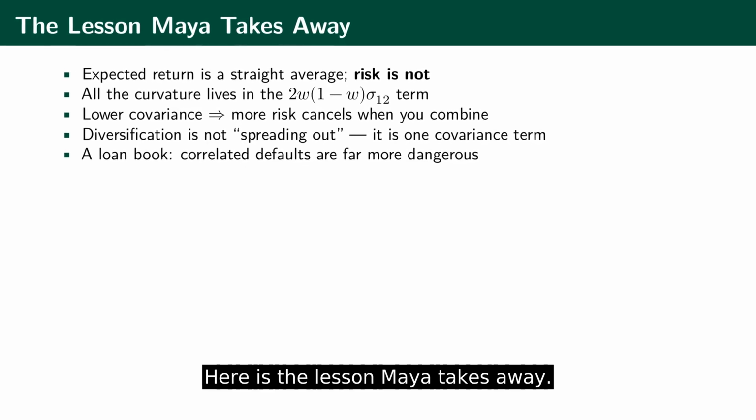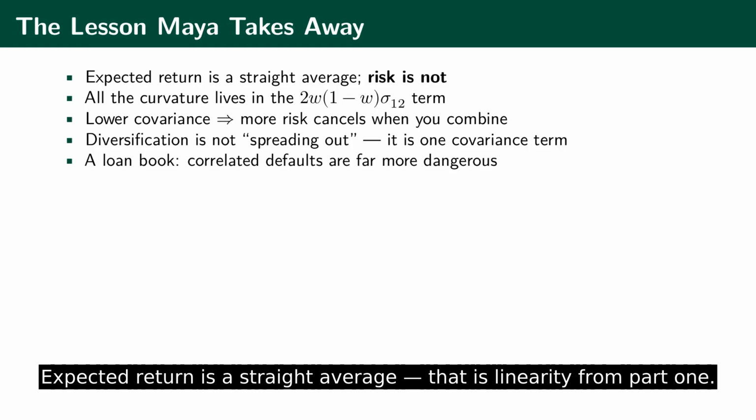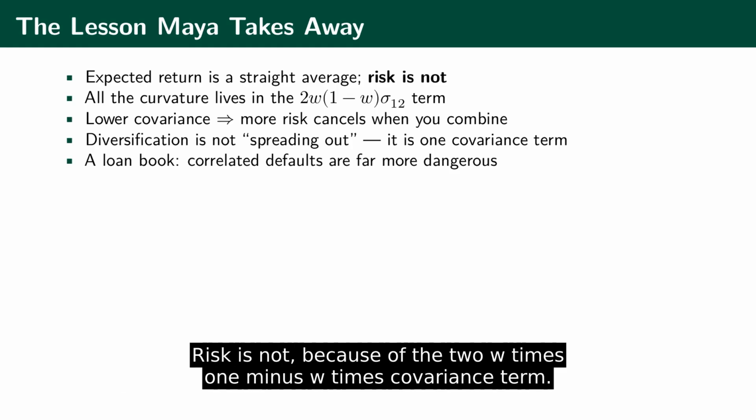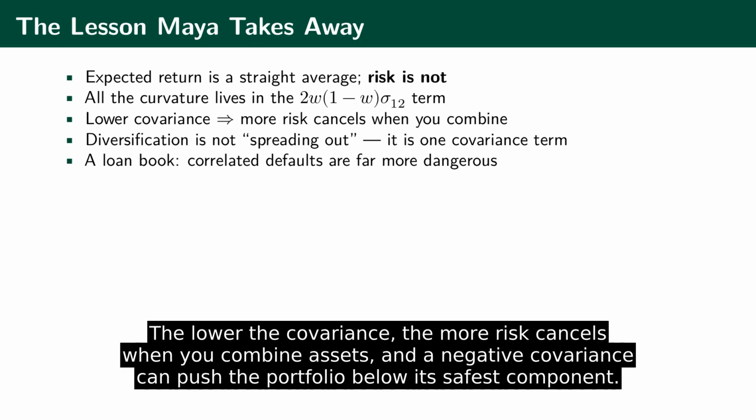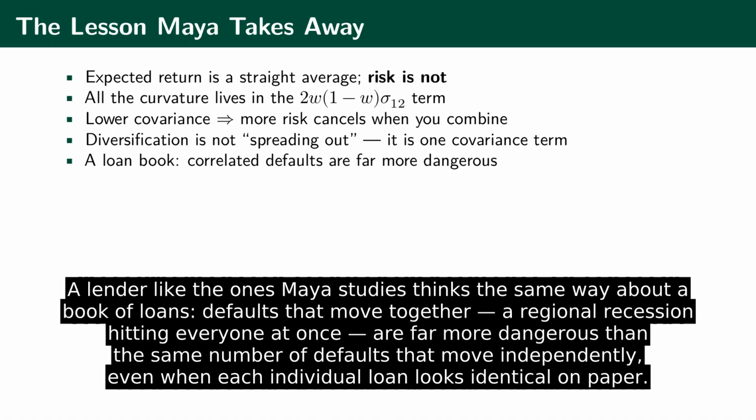Here is the lesson Maya takes away. Expected return is a straight average. That is linearity from part 1. Risk is not, because of the 2w times 1 minus w times covariance term. The lower the covariance, the more risk cancels when you combine assets, and a negative covariance can push the portfolio below its safest component. Diversification is not magic, and it is not about spreading out. It is one term in one quadratic, and that term is the covariance.